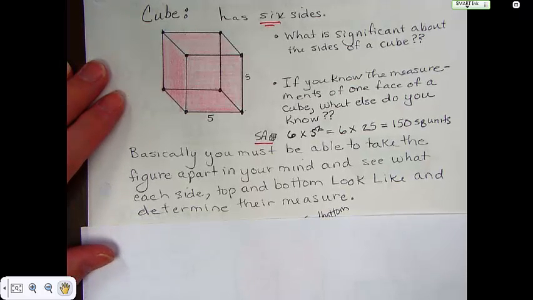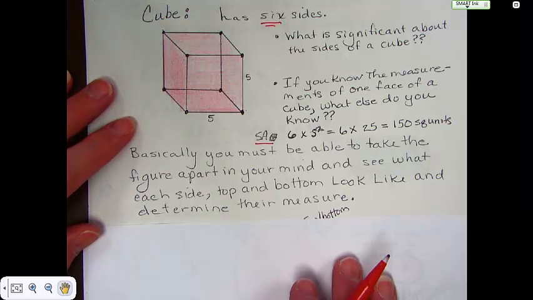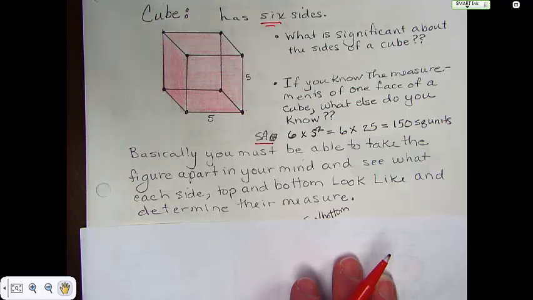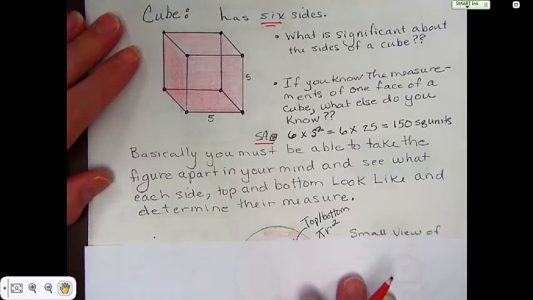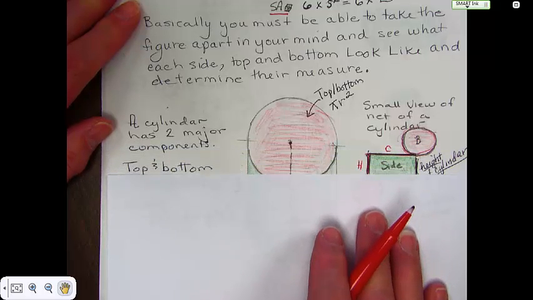Basically, when you're looking at surface area, you have to be able to take a figure apart in your mind and lay it flat, and see what each side looks like, and then figure out, okay, what am I missing, what sides have what dimensions. It does take a little bit, but it's not that hard. You can do it, it just takes a little time.